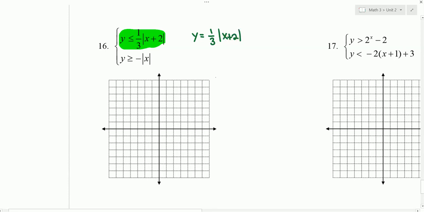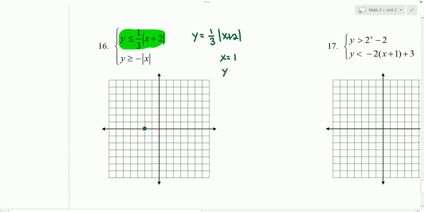Parent graph of the absolute value is at 0, 0. That plus 2 is inside with the x, so that moves it to the left 2. So my first point is at negative 2, 0. And then find another value. I'm going to pick maybe x equals 1, because when I put a 1 in, I get 1 plus 2. That's 3, and 3 is a great number to multiply by 1/3.